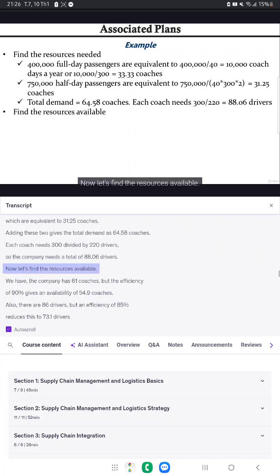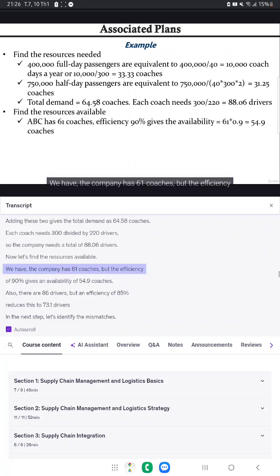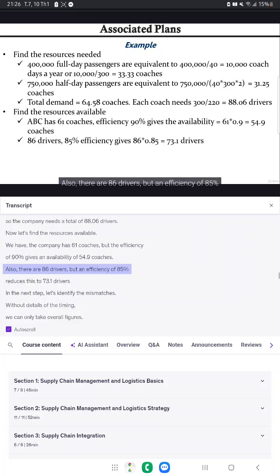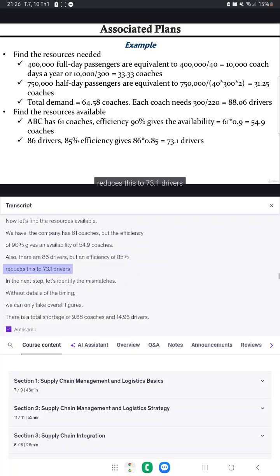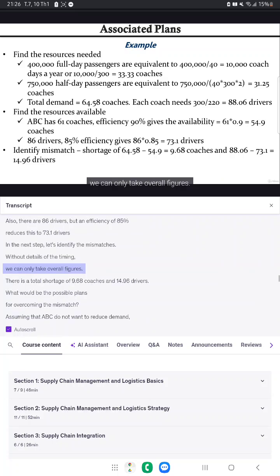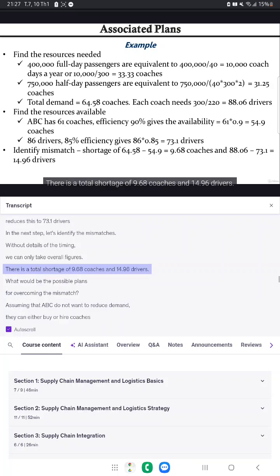Now let's find the resources available. The company has 61 coaches, but the efficiency of 90% gives an availability of 54.9 coaches. Also, there are 86 drivers, but an efficiency of 85% reduces this to 73.1 drivers. In the next step, let's identify the mismatches. Without details of the timing, we can only take overall figures. There is a total shortage of 9.68 coaches and 14.96 drivers.